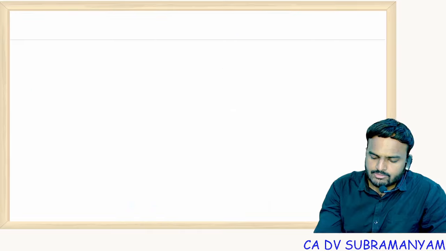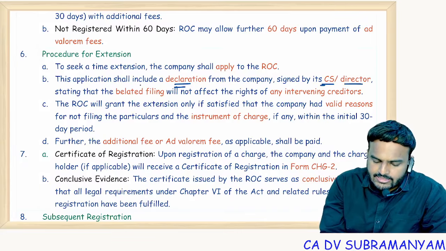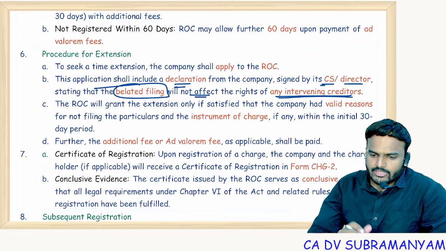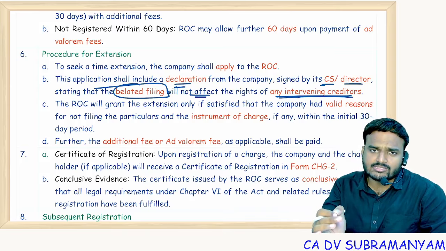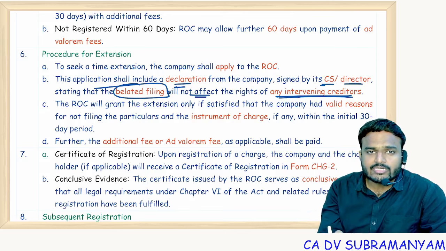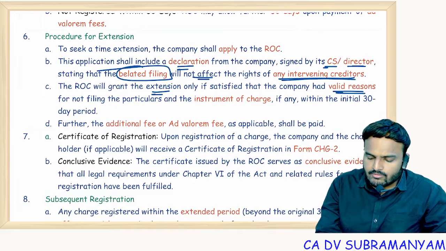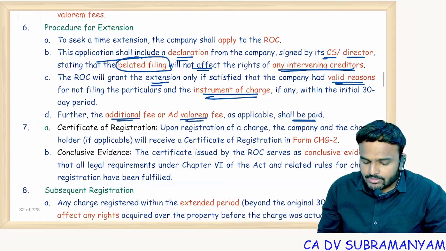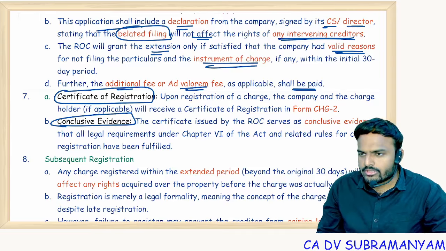Of course, it must be supported by a declaration signed by the CS or director stating that late filing will not affect intervening creditors. So between the date of creation of charge and the date of registration of charge, if any new creditors were formed, those new creditors' interest was not affected due to late filing. And the ROC will grant extension if you show proper, valid reasons, and also file the instrument of charge. Okay, further additional fees and ad valorem fees as applicable shall be paid. Finally the ROC will give a certificate of registration, which will be conclusive evidence.